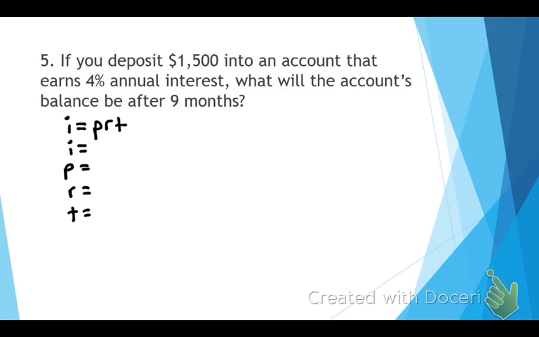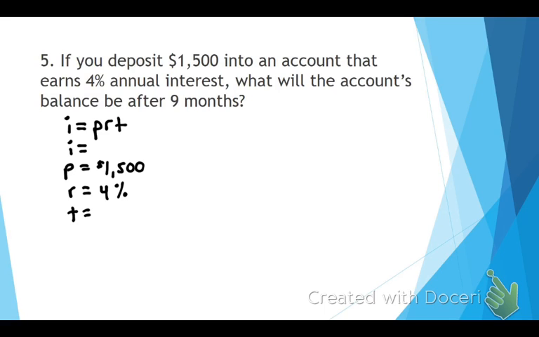Not yet. Okay, do I know my principal? Yes. What is it? $1,500. That's the amount of money that I'm going to deposit or borrow. Do I know the rate? 4%. Remember, your rate will always be a percentage. Do I know the time? 9 months. Can I plug in a 9 right there?